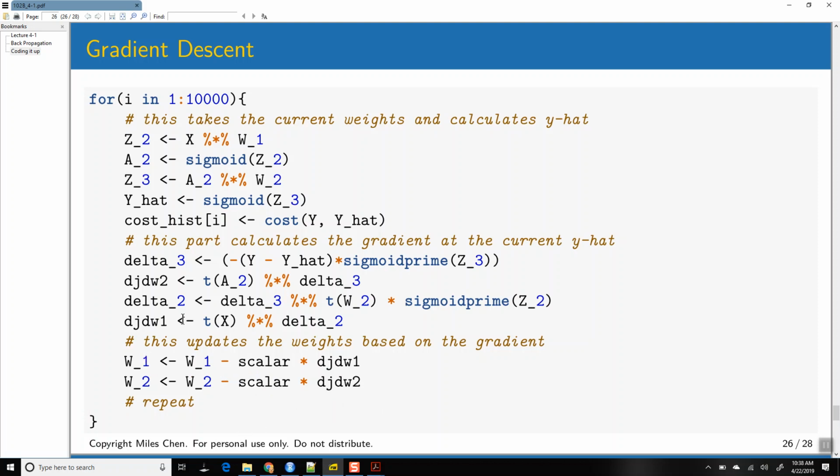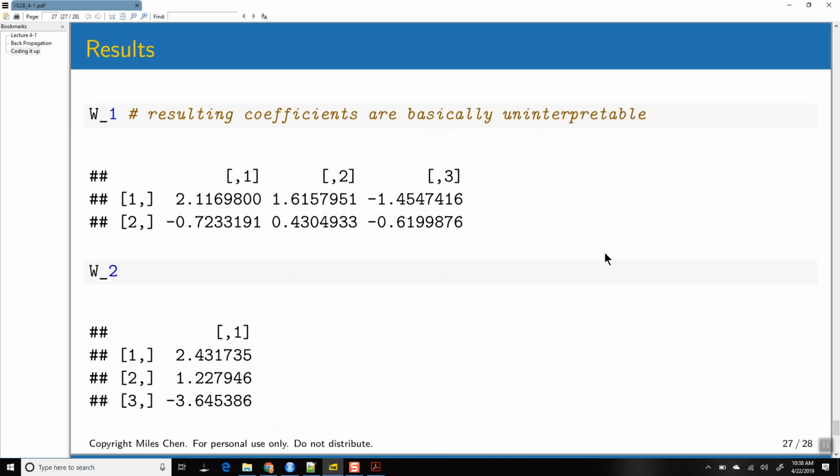And so really, these lines of code are all that's necessary. I threw this in here so I can just keep track of the history of the cost. Okay, and then I let this run, and these are the results for the W1 and W2 matrices.